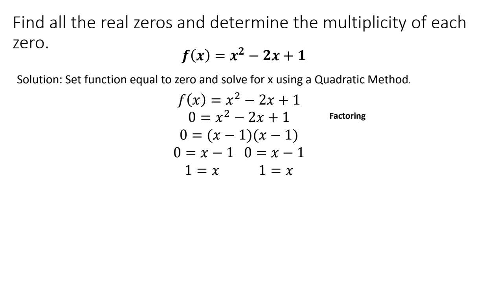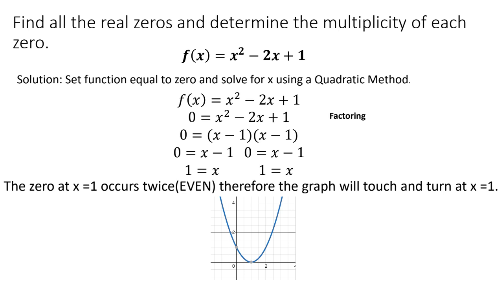Yes? So again, if I look at my graph, I'm always thinking of my parent function. My parent function originally was at the origin at 0, but this graph got shifted 1 unit to the right. See, it touched that 1 and then turned around. Again, we're at 1, it occurred twice, so this is an even multiplicity. Yes? Let's look at this one.